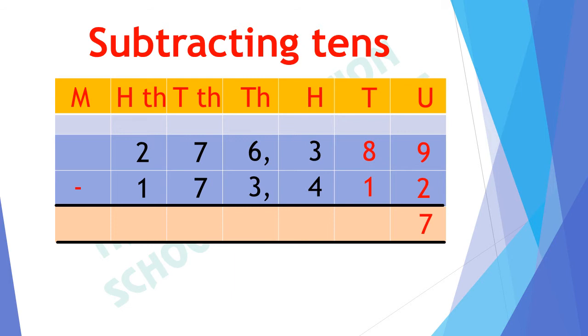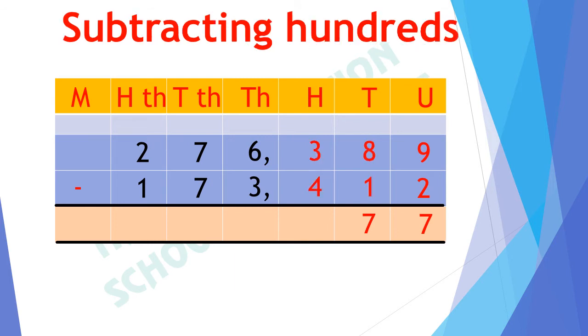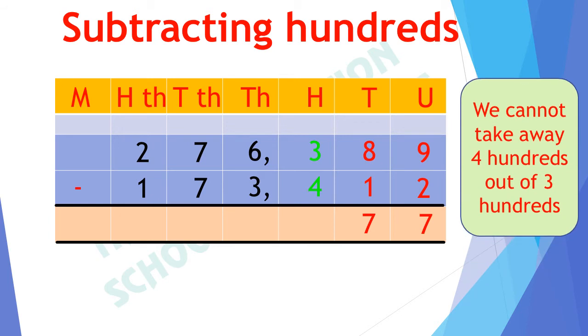Now we will move towards tens. We have to subtract 1 ten out of 8 tens. If we subtract 1 ten out of 8 tens, we get 7 tens. Now we will move towards hundreds. We have to take away 4 hundreds out of 3 hundreds. But we cannot take away 4 hundreds out of 3 hundreds. What will we do now? We cannot take away 4 hundreds out of 3 hundreds.